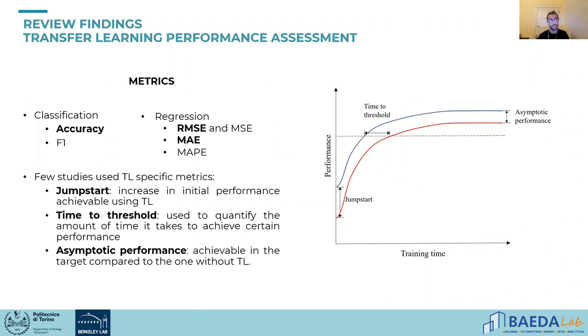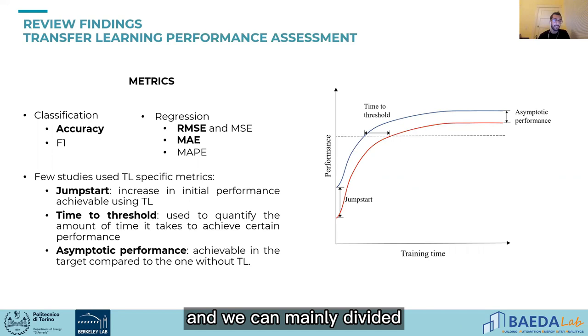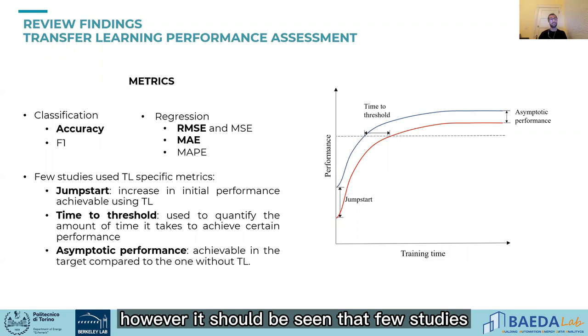Lastly, looking at metrics, it can be seen that, of course, the metrics used depend on the problems analyzed. And we can mainly divide the problems into classification problems and regression problems. The classification problems use accuracy as the most common metric, while the regression problems employ RMSE and MAE. However, it should be noted that few studies deep dive into the metrics used for transfer learning.